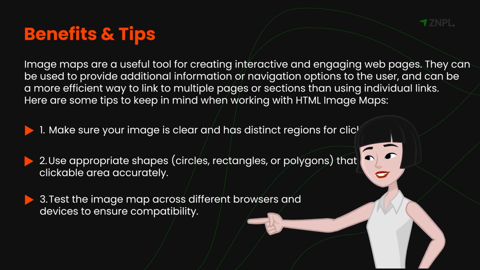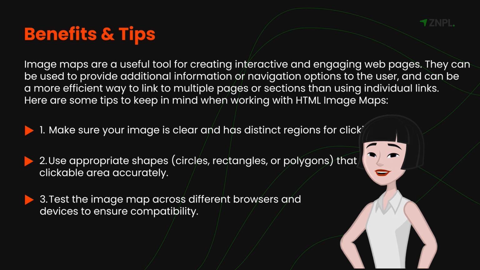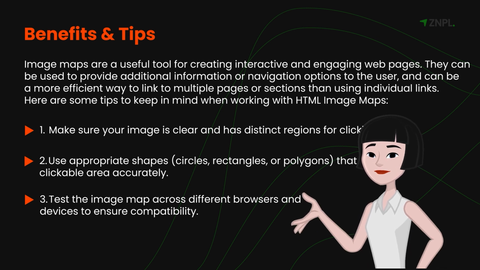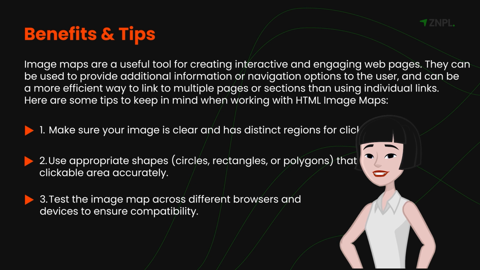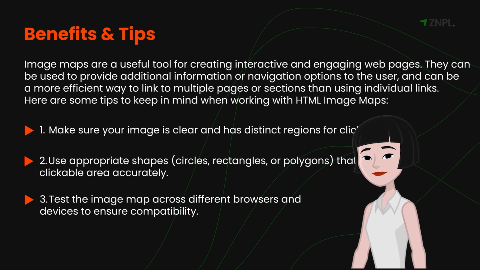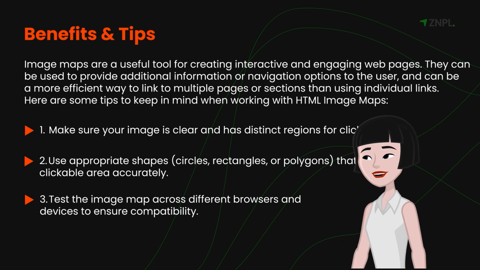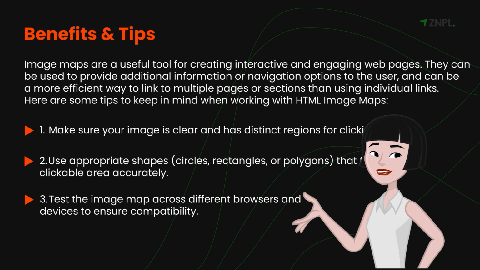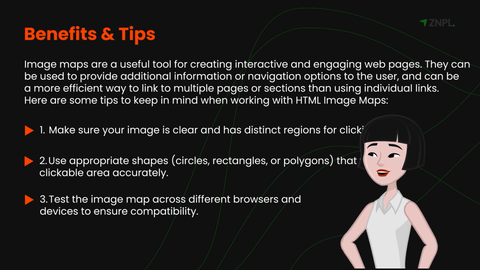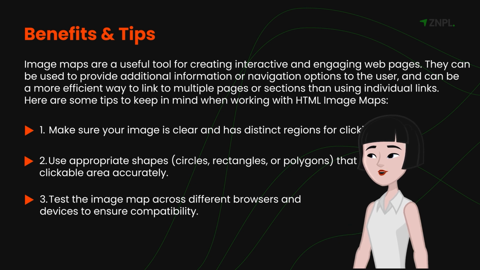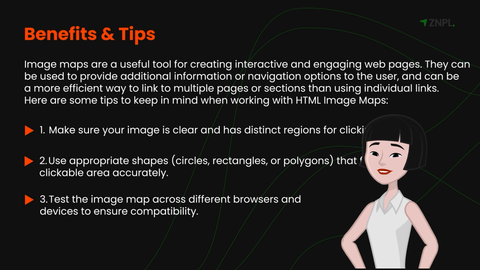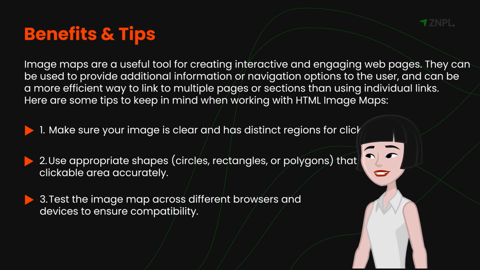Here are some tips to keep in mind when working with HTML image maps. 1. Make sure your image is clear and has distinct regions for clicking. 2. Use appropriate shapes, circles, rectangles, or polygons that fit the clickable area accurately. 3. Test the image map across different browsers and devices to ensure compatibility. Overall, image maps are a valuable feature of HTML that can help you create more dynamic and engaging web pages.